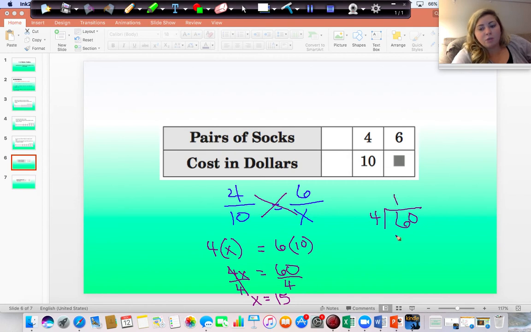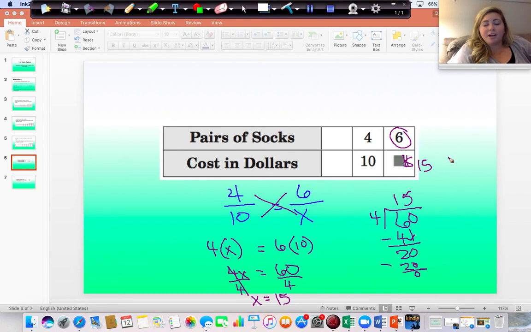4 goes into 6 one time, that's 4. Subtract and we get 2, bring down our 0. 4 goes into 20 5 times. 5 times 4 is 20, subtract and we get 0. So our answer that they were looking for is 15. And what that tells us is that for 6 pairs of socks, it costs $15, okay?